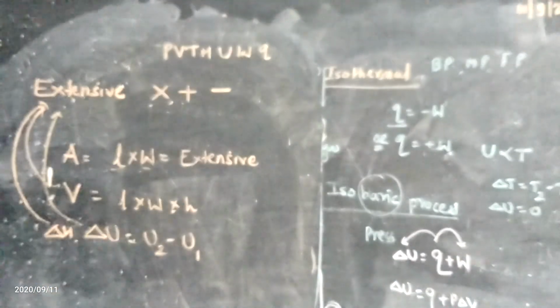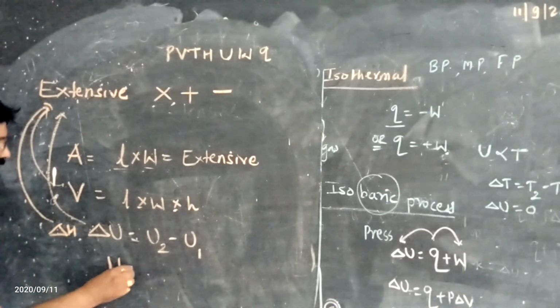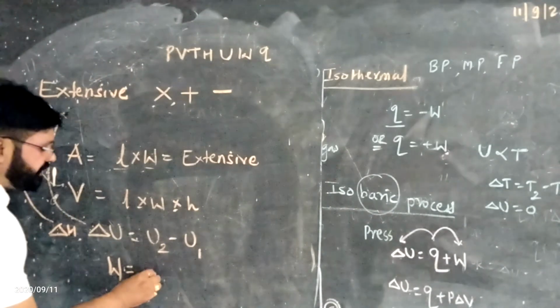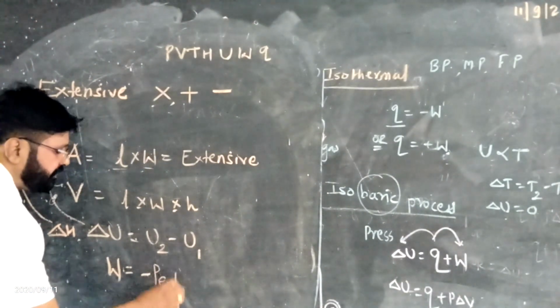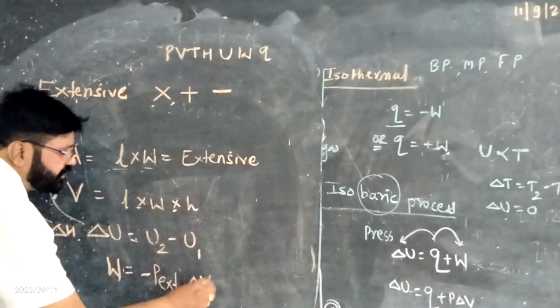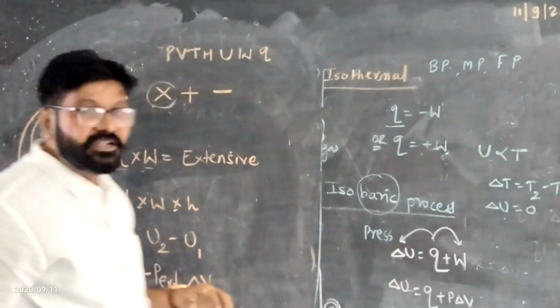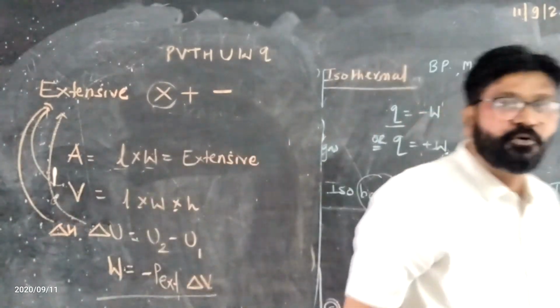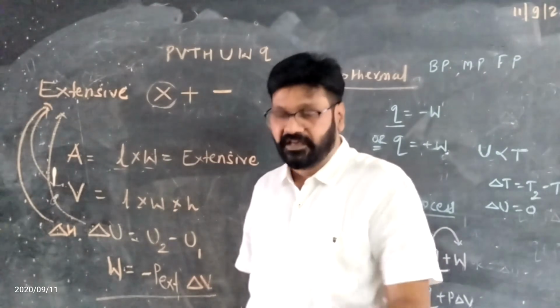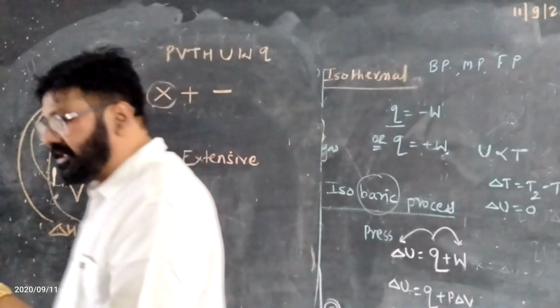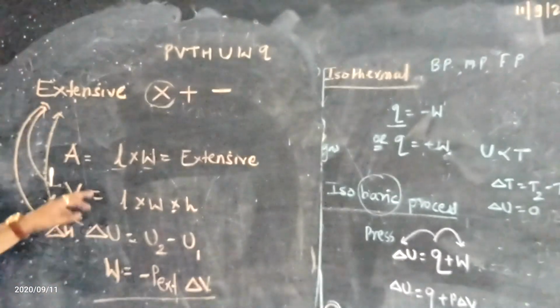Now look at what is used to calculate the work done. Work done is equal to P external into change in volume, that is, the sign is used as multiplication, therefore it is an extensive property. Therefore, according to the signs used, now consider the addition.